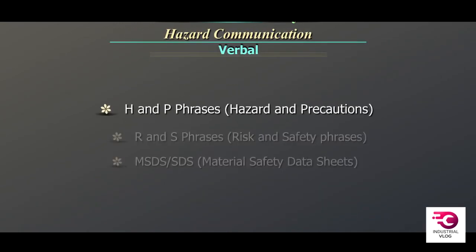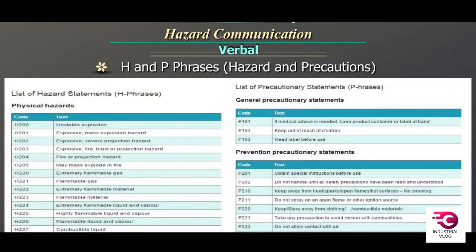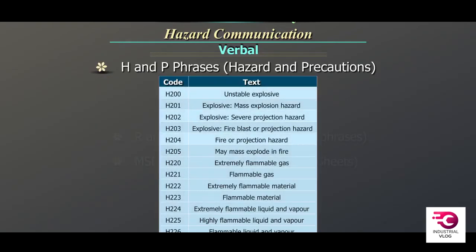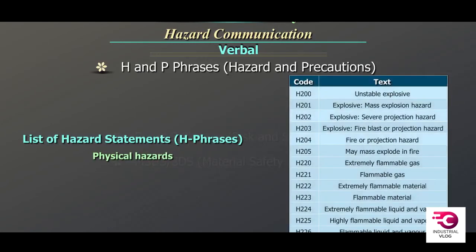H and P phrases, hazard and precautions. Now we can look at some H and P phrases which are part of GHS. Here the list of H hazard phrases H200 to H227 shows the code with its explanation. For example, H200 indicates unstable explosive.